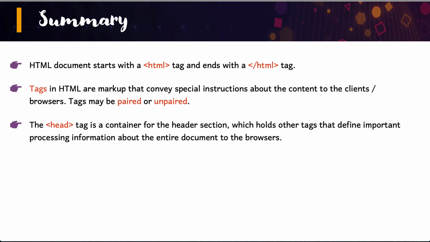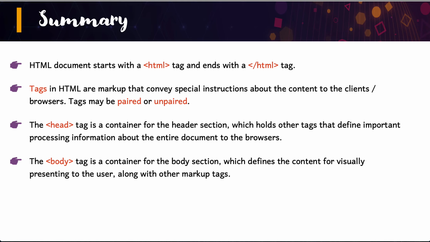The head tag is a container for the header section, and all the tags within the head tag, if there are any, are meant for the complete document as opposed to a specific part of the document. The body tag is a container for the body section. This is what is presented to the user, and the body section also contains the markup tags which are meant to indicate how the document should be displayed.